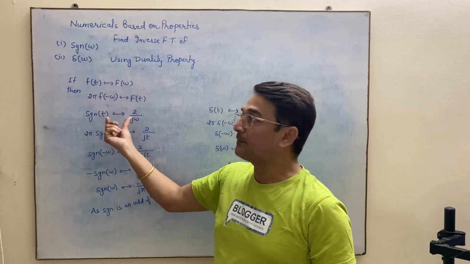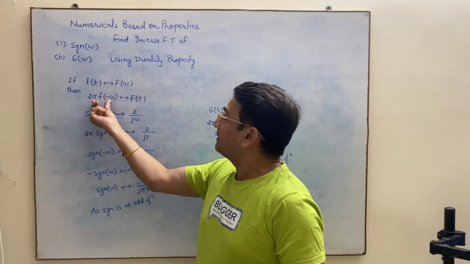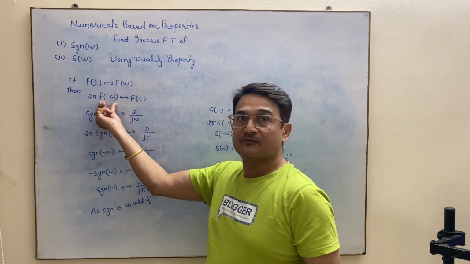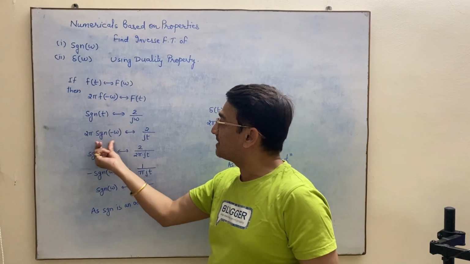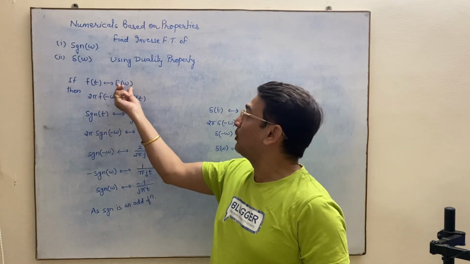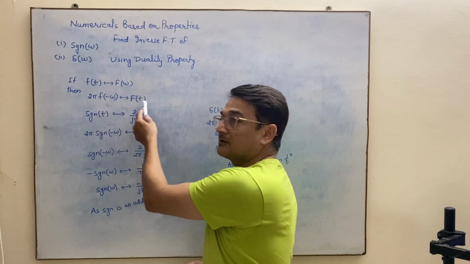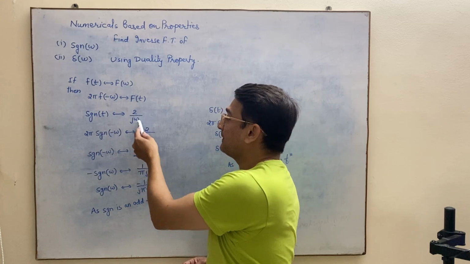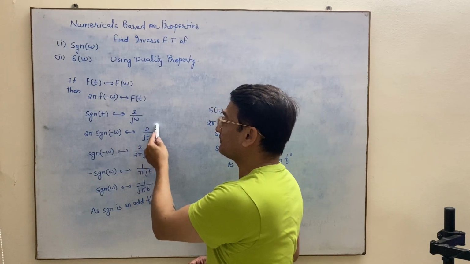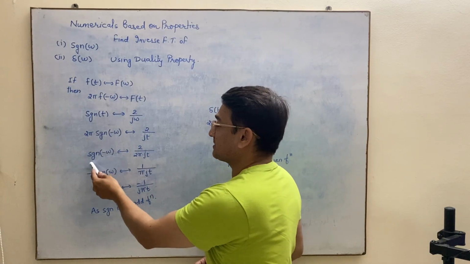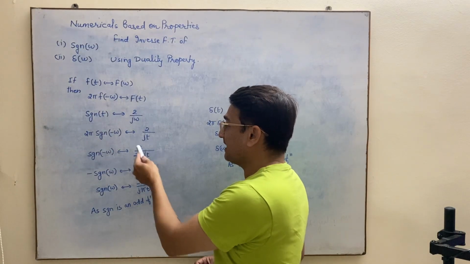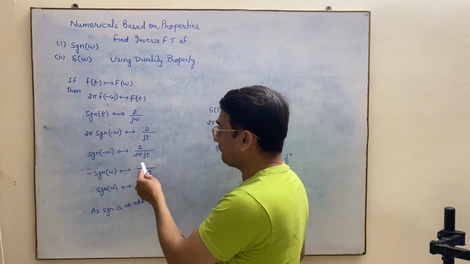So now, applying the property, it will be 2 pi signum of minus omega. That means f(t) is replaced by f(minus omega), so signum t is replaced by signum of minus omega. And F(omega), the Fourier transform, is replaced with t. So on the right hand side, omega will be replaced with t, so it will become 2 by jt. So 2 pi signum of minus omega has an inverse Fourier transform 2 by jt. So signum of minus omega has an inverse Fourier transform 2 upon 2 pi jt; 2 and 2 will get cancelled, so it will become 1 upon pi jt.